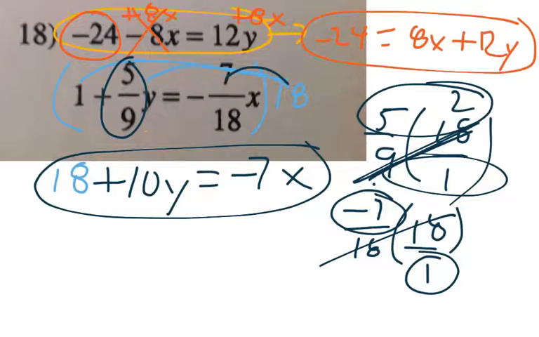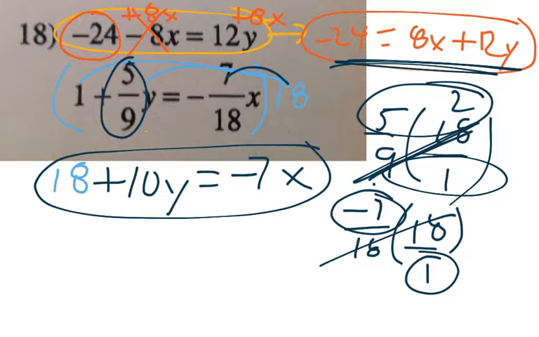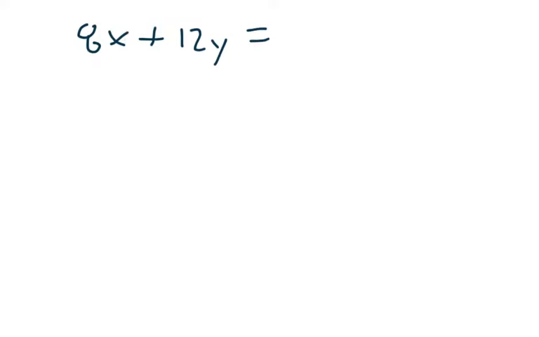Okay, so now I'm going to go to a new page and rearrange my equations a little bit further. So first, note the red equation. I'm just going to flip it around. I have 8x plus 12y equal to negative 24. All I did was, with the equals, I can flip sides. Left is right, right is left now.